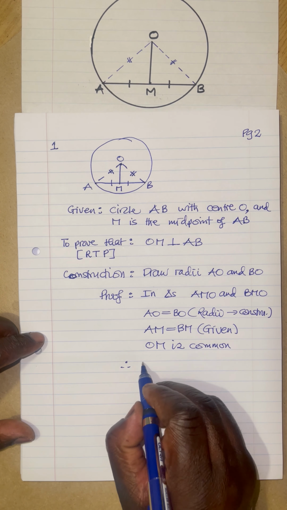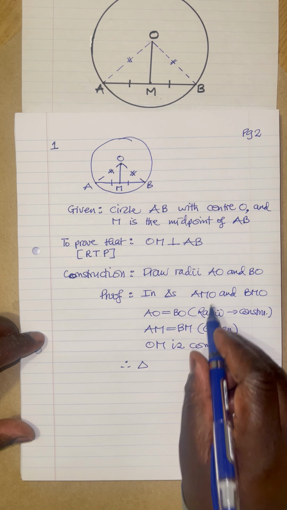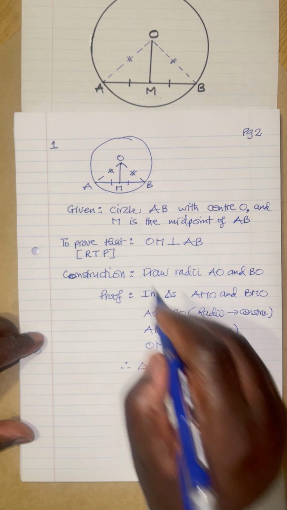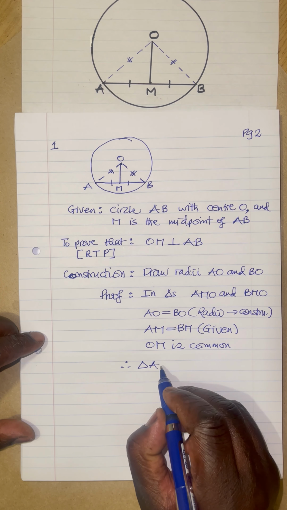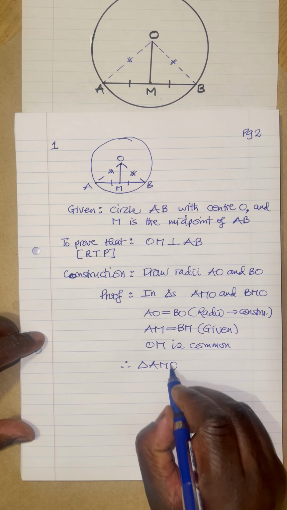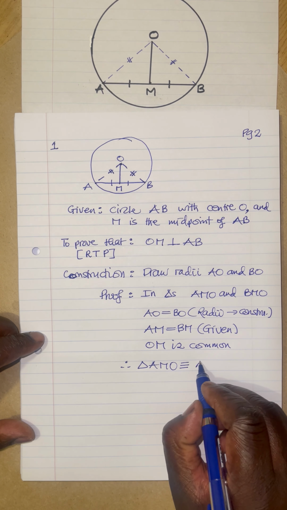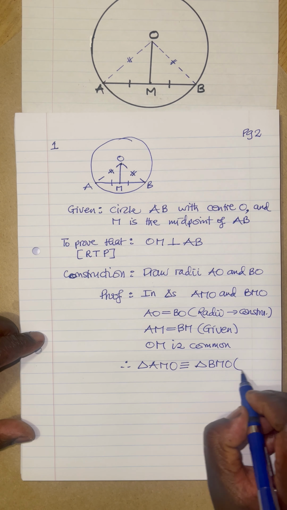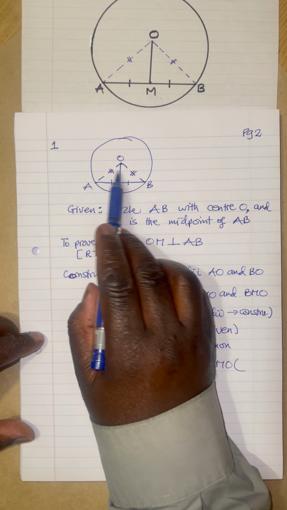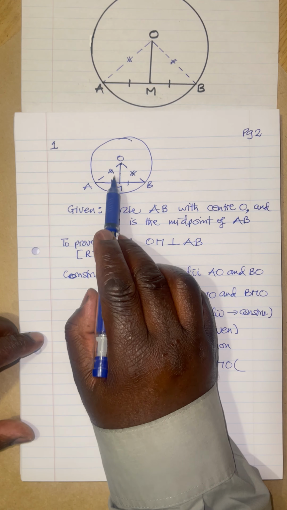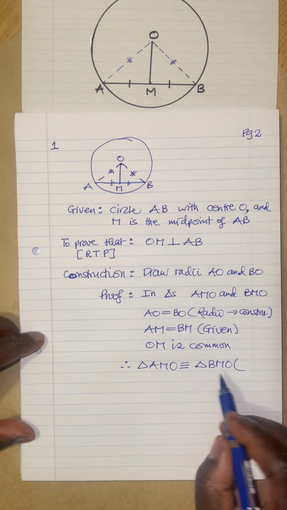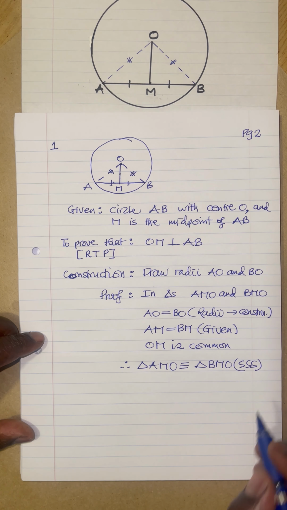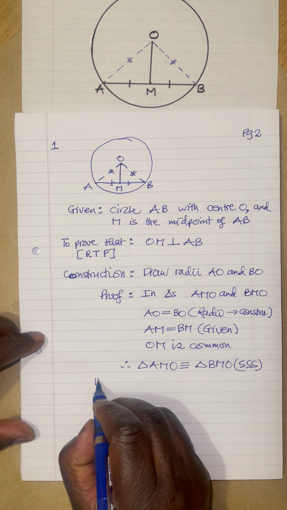So therefore, triangle AMO is congruent to triangle BMO. Why are these triangles congruent? Because of side, the common side, and the given side AM being equal to BM. So side, side, side.